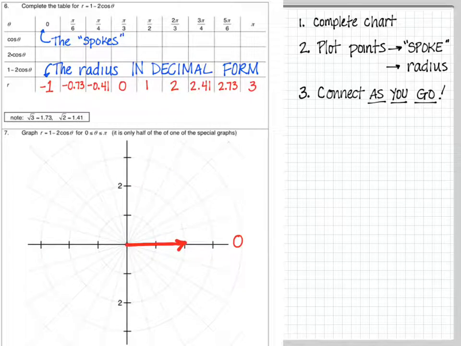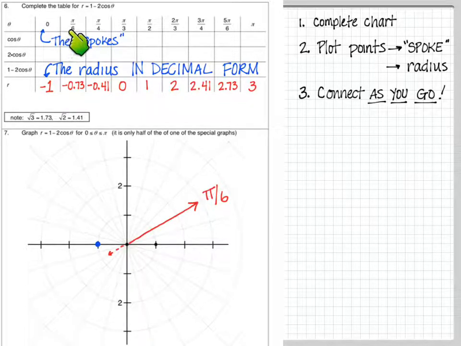So the first spoke is the 0 spoke. And we're looking at this 0 spoke, but it says to go negative 1 on the 0 spoke, which means to back up to negative 1. So we put a point right there at negative 1 where we backed up while staring at the 0 spoke. The next one is to stare at the spoke that's pi over 6. That's what this says in the chart. Stare at this spoke, but back up 0.73.